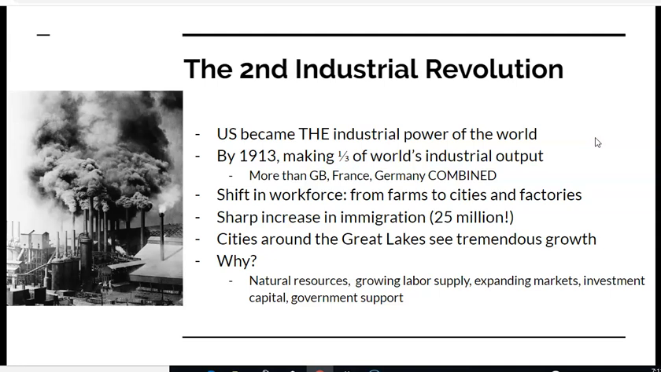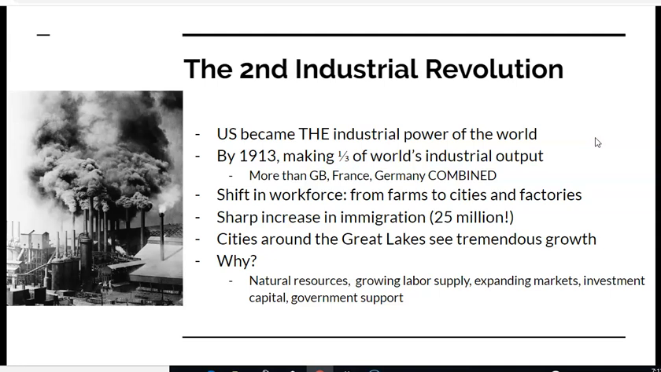Multiple reasons. First of all, natural resources. The United States had so many natural resources that they started tapping into and using during this time period. Also, with the combination of immigration and a high birth rate, the United States had a growing labor supply. Also, with people moving from farms to cities to work in factories, that's a growing labor supply. We had expanding markets too, because the United States was expanding west and reaching out to trade with other countries. And we had a lot of investment capital. We had a lot of money and people who had that money who wanted to invest it into business so they could make more money and make businesses grow.